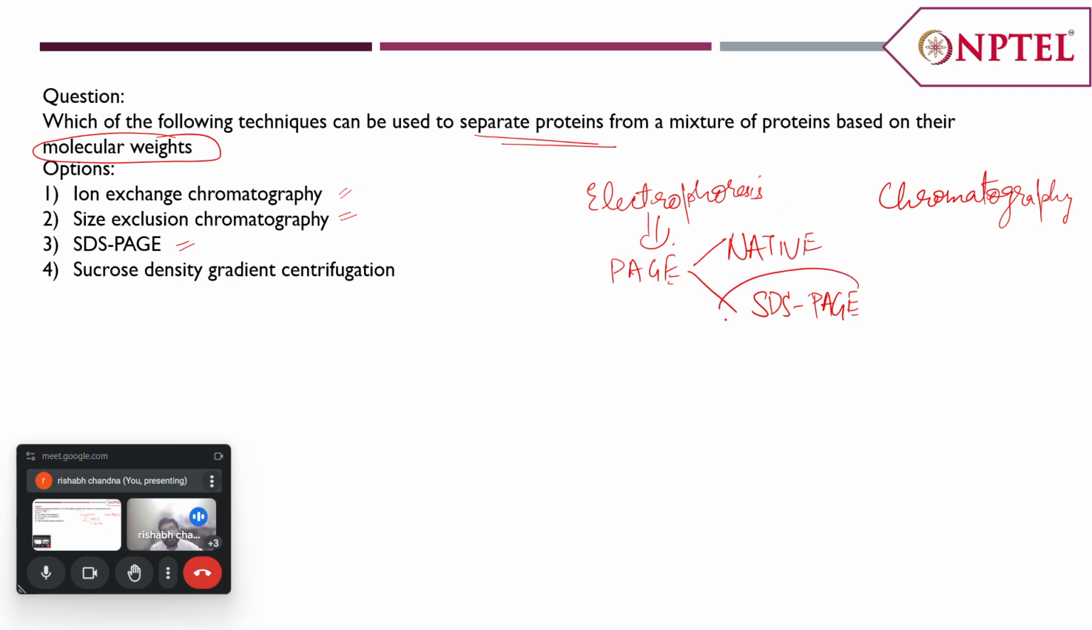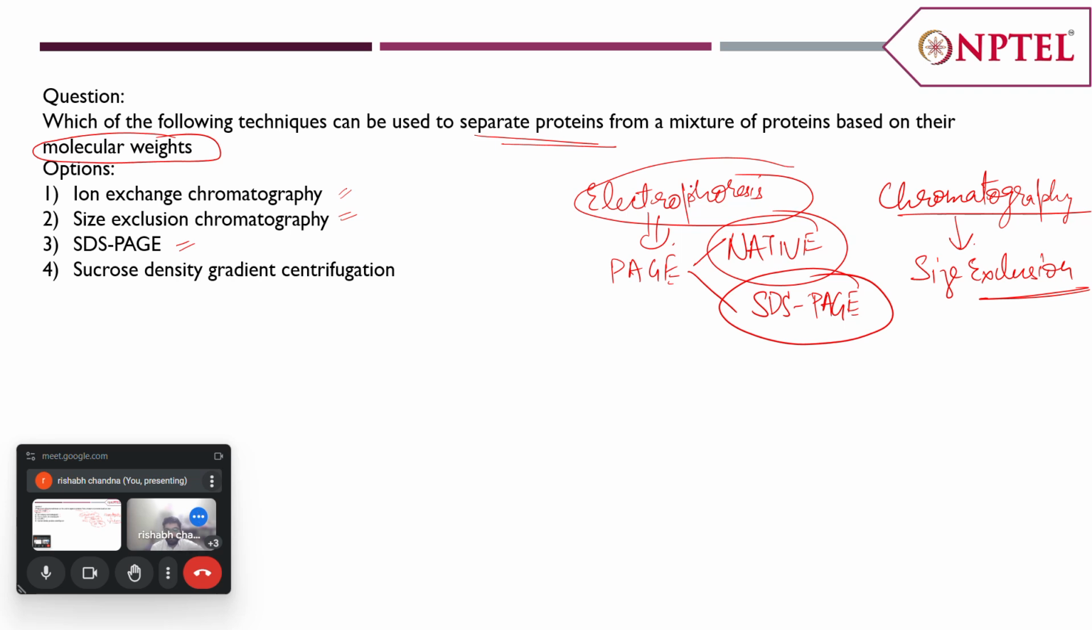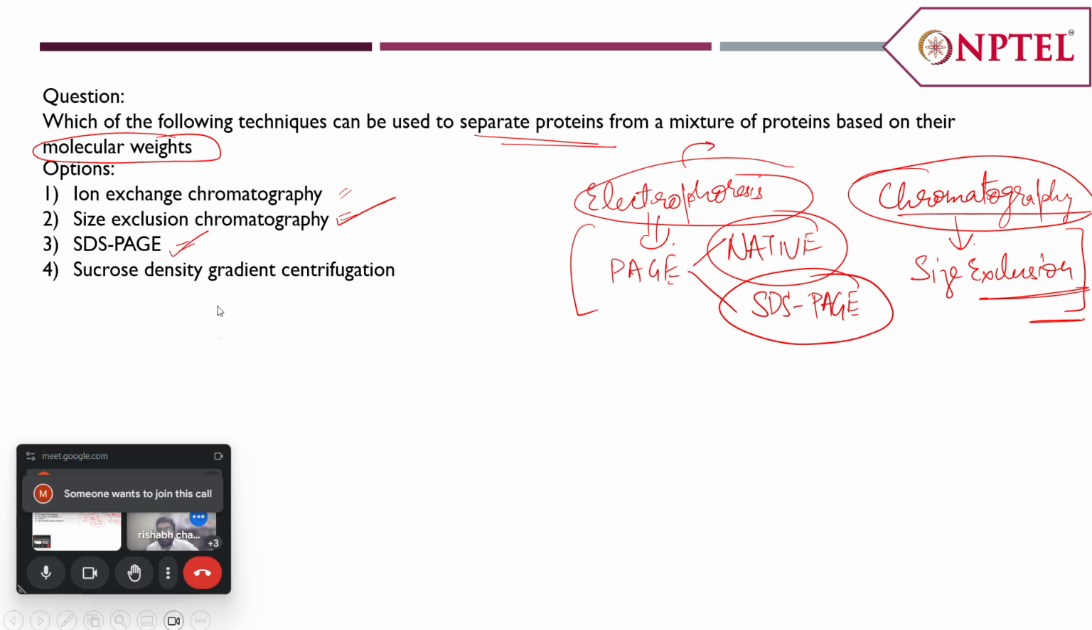SDS PAGE is a denaturing one and native PAGE is a non-denaturing one. In case of chromatography, only one chromatography helps us to separate the proteins on the basis of their molecular weights, that is size exclusion. This is basically more of an electricity based technique, and this is more of a gravity based technique. So both of them can be used to separate the proteins on the basis of their molecular weights.